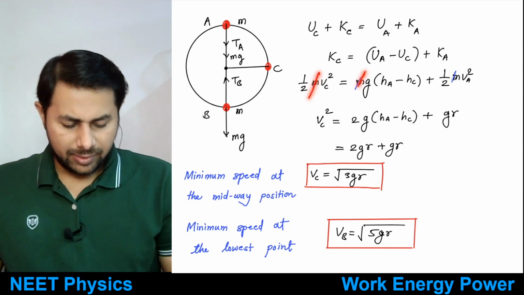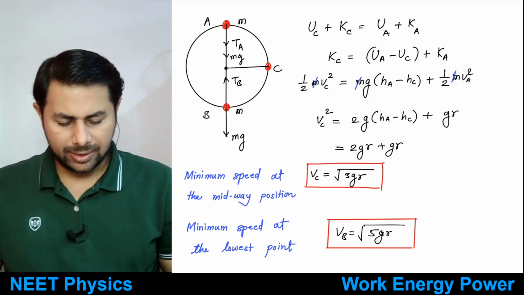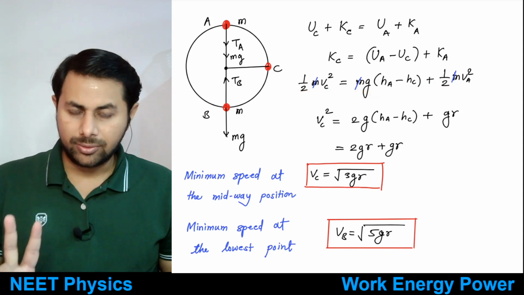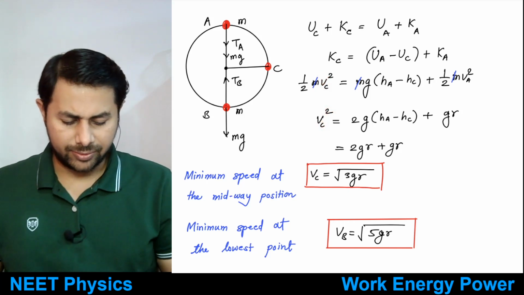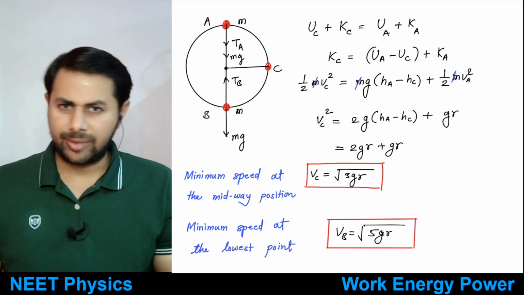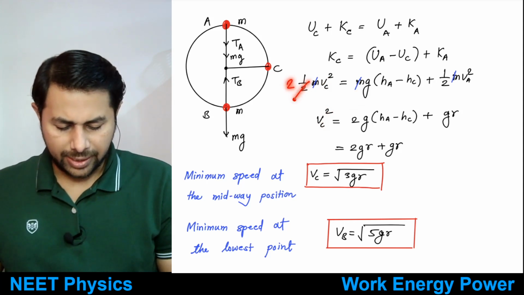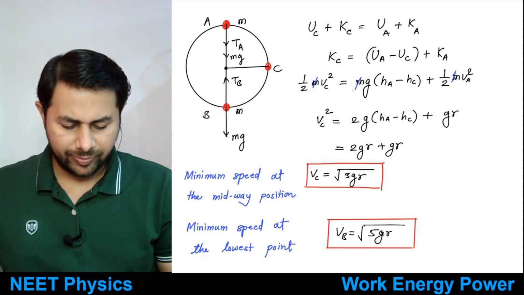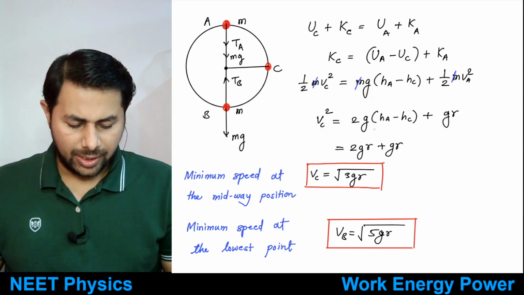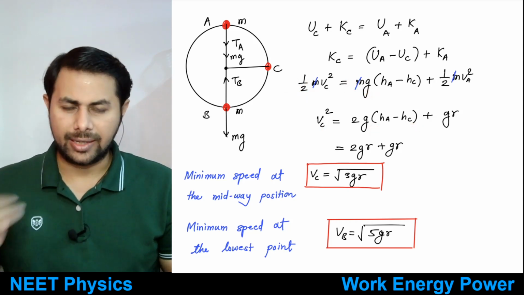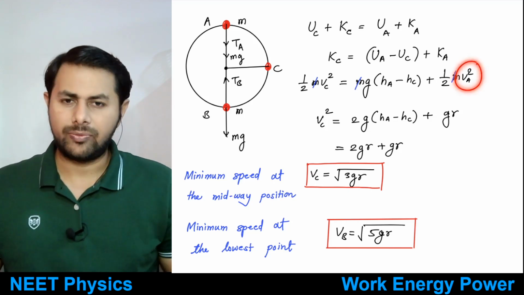So m and m can be cancelled throughout. After that you multiply the whole equation by 2. So what do you get? V_C square is equal to 2 times g into H_A minus H_C, because the 2 and the divided by 2 get cancelled. So V_C square is equal to 2g times the height at A minus the height at C, plus we just found what V_A is.